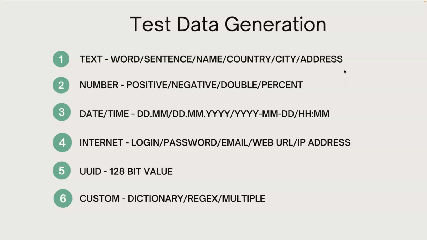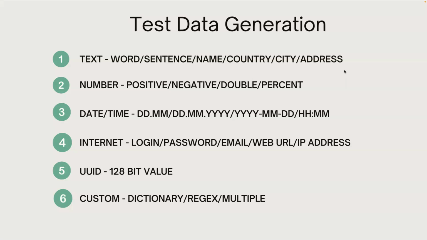Then we have different types of test data related to date time. Some of them are in different formats, which is DD, MM, then DD, MM, YYYY, and then year, MM, DD. And for time, we have hours, minutes, and seconds. Similarly, we have test data for internet, and this includes all the test data related to login, passwords, email, URLs, or even IP addresses.